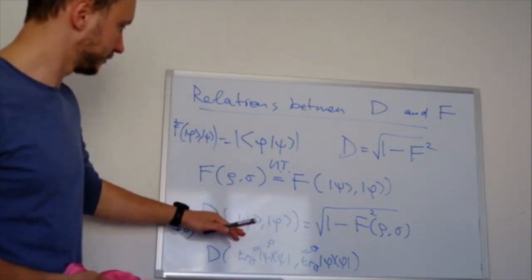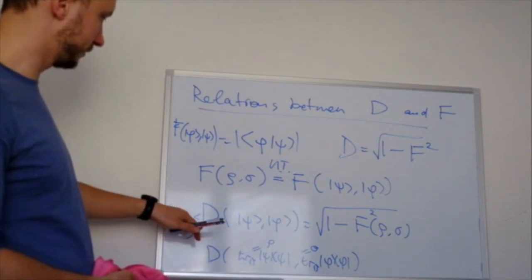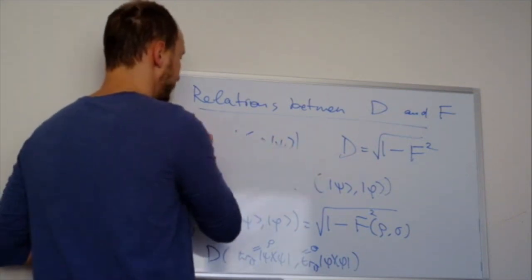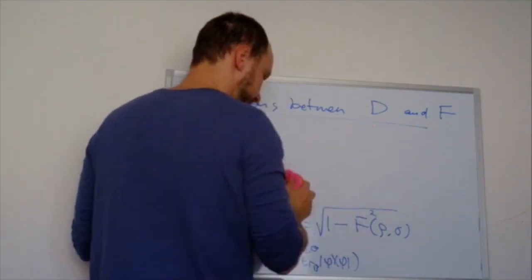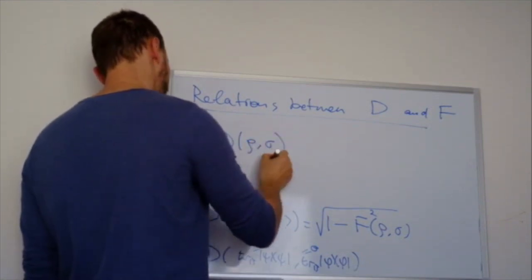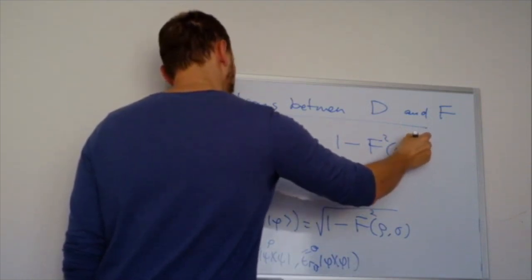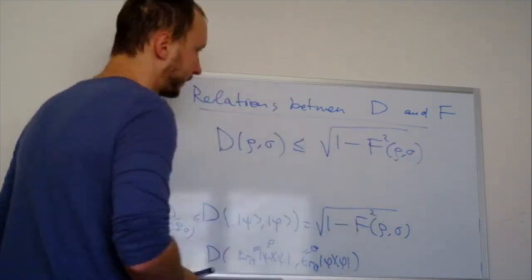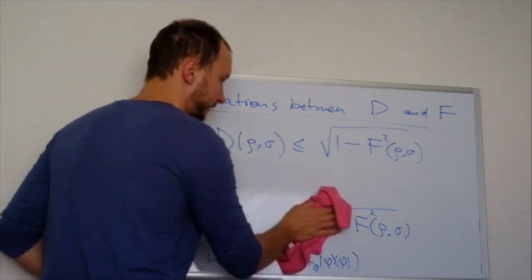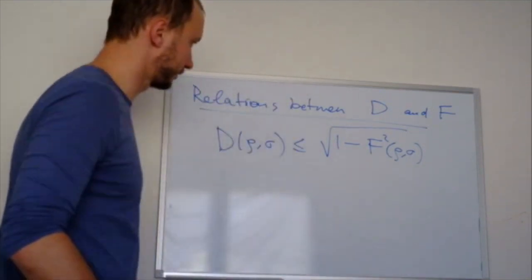So for purifications, there is equality. Now, if you trace out Bob, then we get the states. But since we did something, in general the trace distance decreases. So we get the nice result that D of rho, sigma is in general smaller or equal than the square root of 1 minus f square of rho, sigma. Okay. And this is tight for pure states. This is one direction. So now we get our result in one direction.